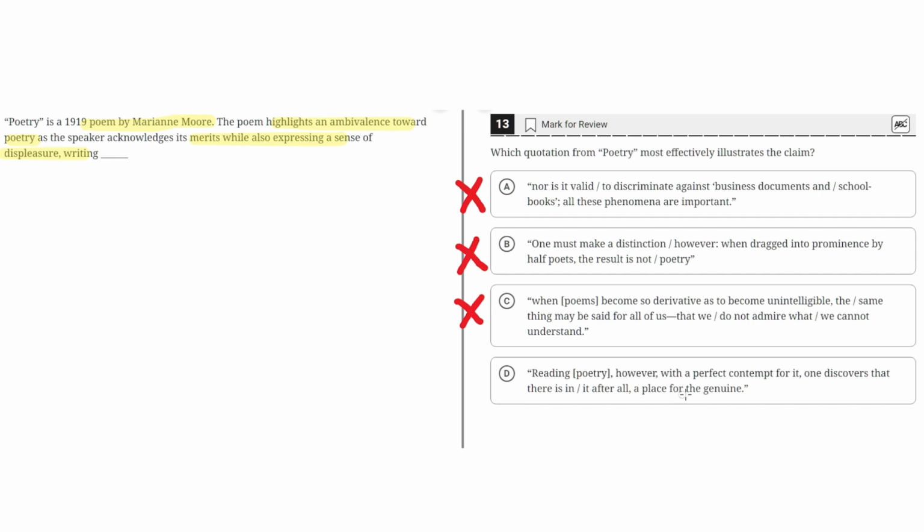D, "Reading poetry, however, with a perfect contempt for it, one discovers that there is in it, after all, a place for the genuine." This is the correct answer because it shows an ambivalence toward poetry, where it says with a perfect contempt for it, or disdain for it, there is in it, after all, a place for the genuine. So there's a place for it. So this shows both negative and positive aspects of poetry. So D is the correct answer.